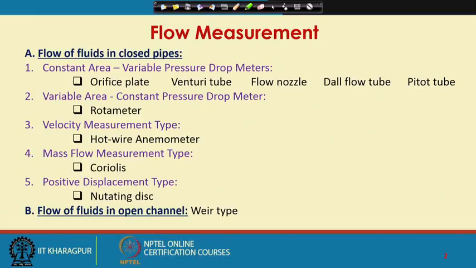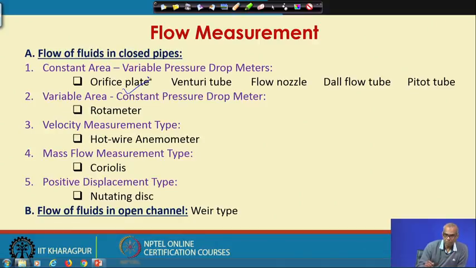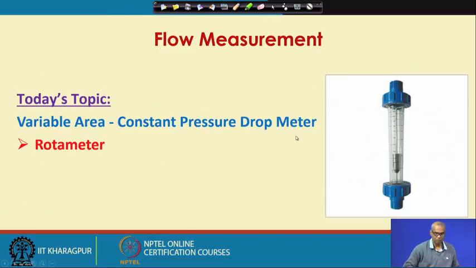So, this is our classification. We have talked about orifice plate, venturi tube, flow nozzle, dall tube, pitot tube. So, today we will talk about rotameter. So, today's topic will be rotameter.